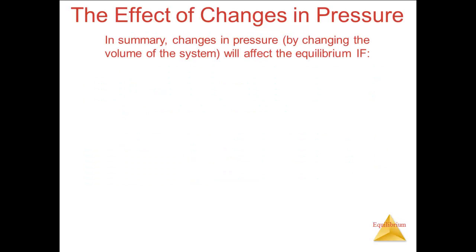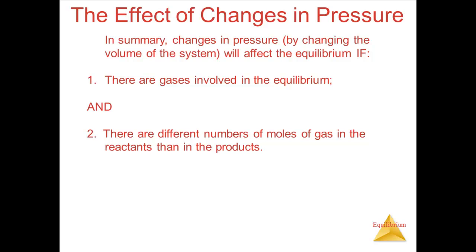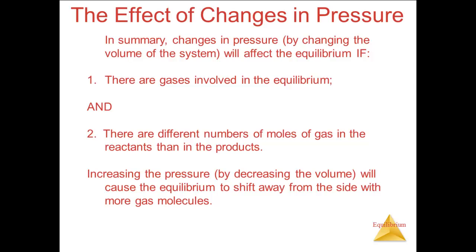To summarize the pressure effects, changes in pressure by changing the volume of the system will affect the equilibrium if there are gases involved in the equilibrium and there are different numbers of moles of gas in the reactants than in the products. Increasing the pressure by decreasing the volume will cause the equilibrium to shift away from the side with more gas molecules.